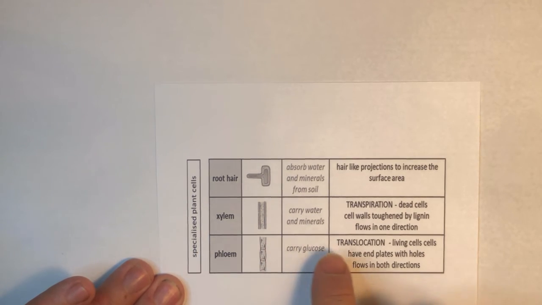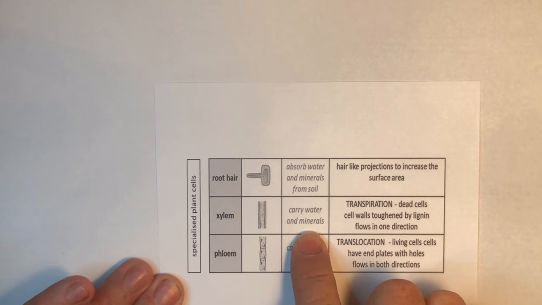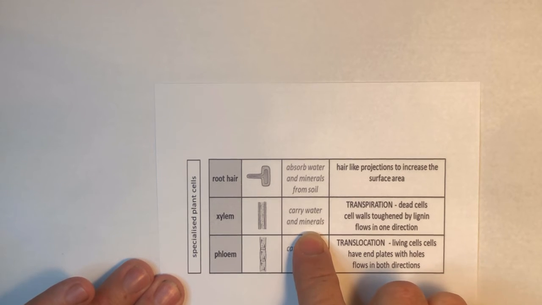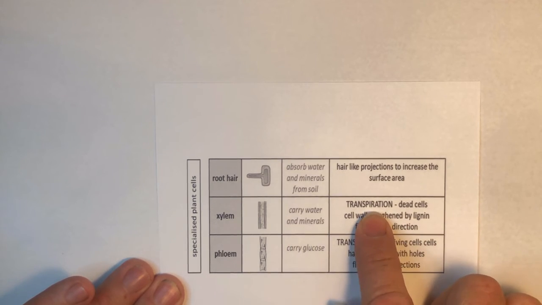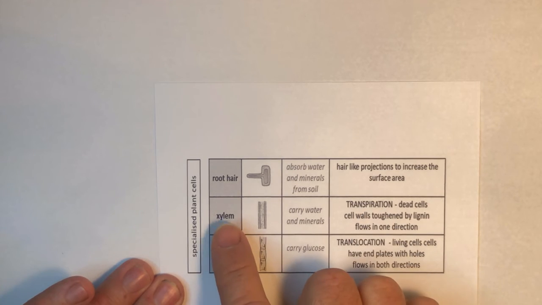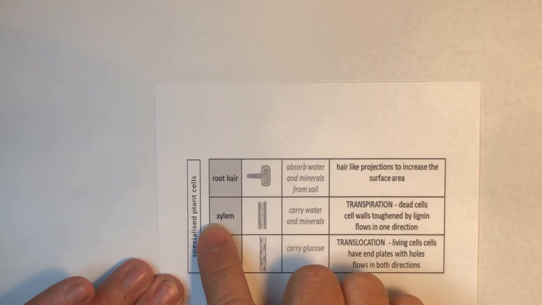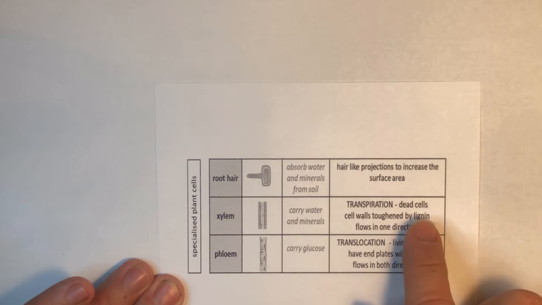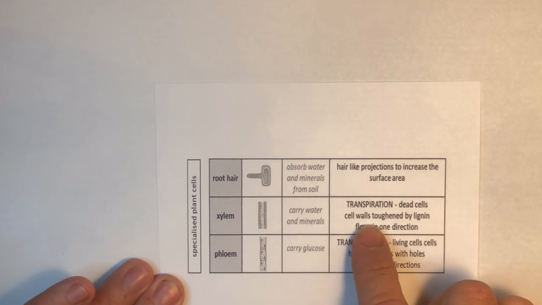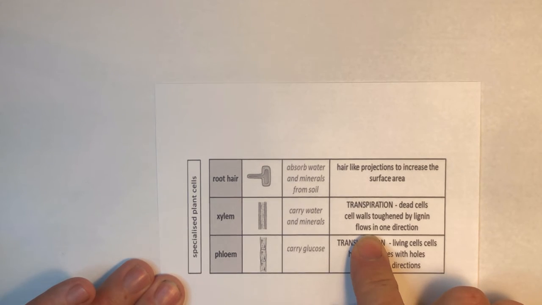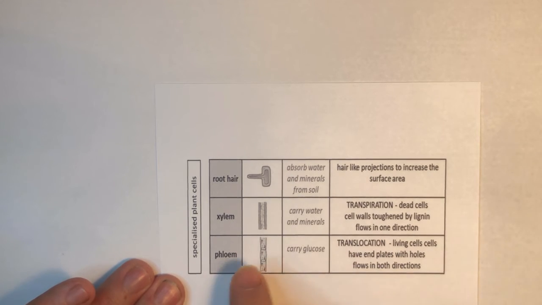The xylem, right, what that does, it carries water and minerals. So basically what it does, it takes water and minerals in the roots and it goes up the plant and then it goes out of the leaves. That is called transpiration. So maybe xylem could be exit, exit, xylem. Dead cells and cell walls are toughened by lignin and flow in one direction. So the xylem only goes up.